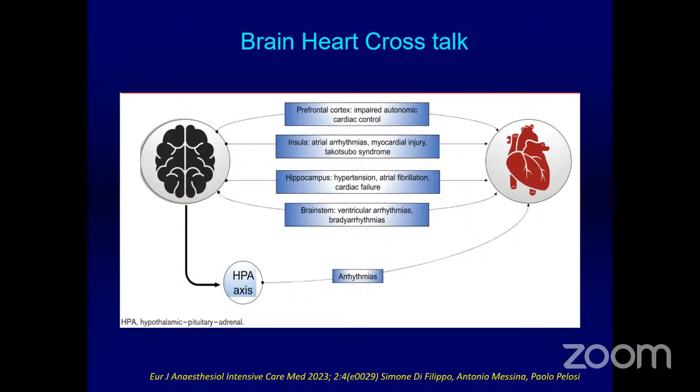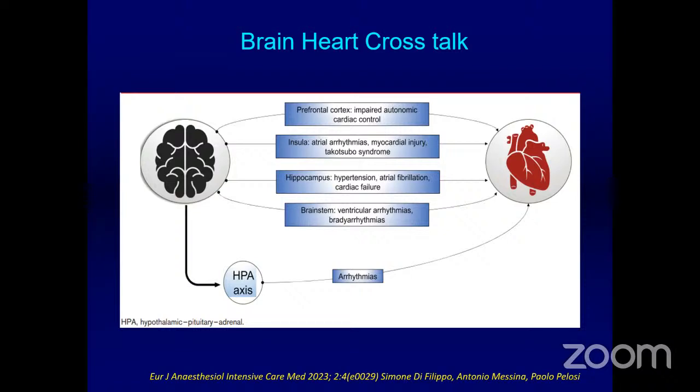So whenever you get a prefrontal cortex involvement, there will be impaired autonomic cardiac control, which is evident by the different hemodynamic changes seen in a patient who is having any kind of stroke in that localized area. Any insular-related problems in the brain, these patients are prone to atrial arrhythmias, they are prone to myocardial injury, and they are prone to Takotsubo syndrome.